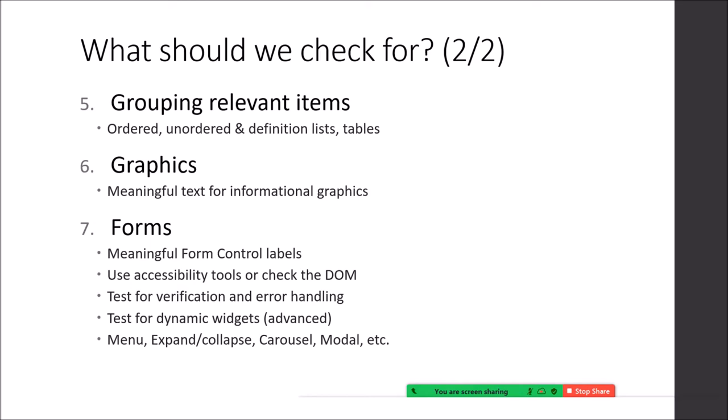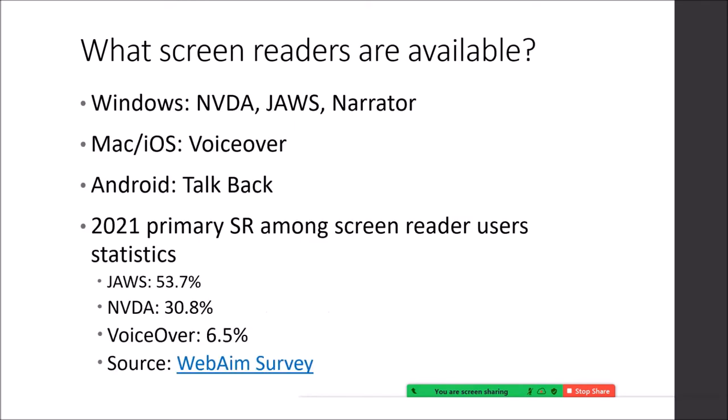Another important part is testing for verification, or warning and error handling. That is a piece that I see is usually neglected. Screen reader users, like any user, can make mistakes or not follow the instructions properly, and errors could happen. But how we inform them, how we help them to identify the issue and resolve it, is also another important thing to consider.